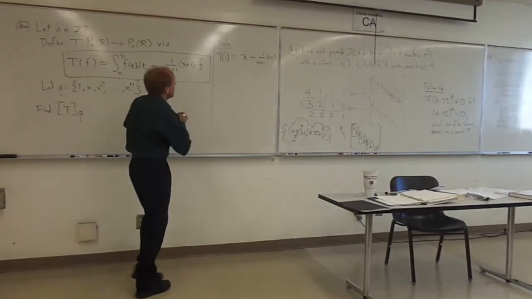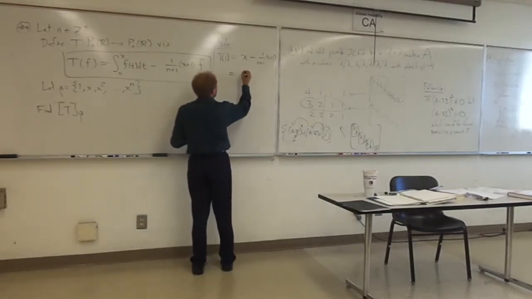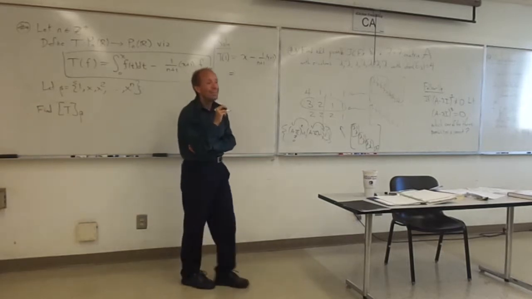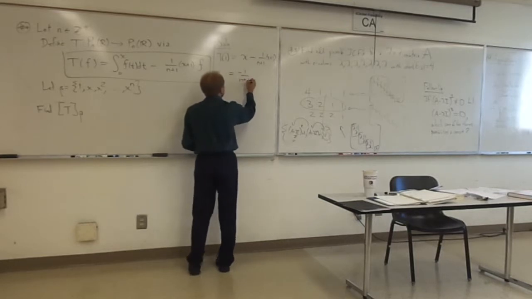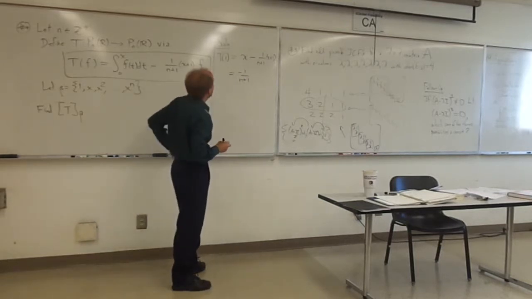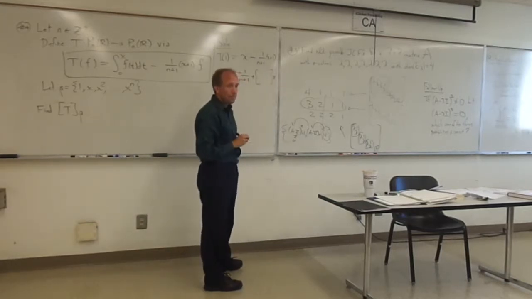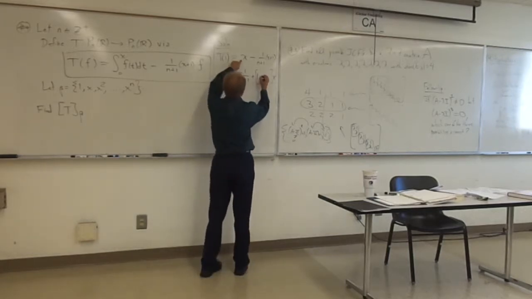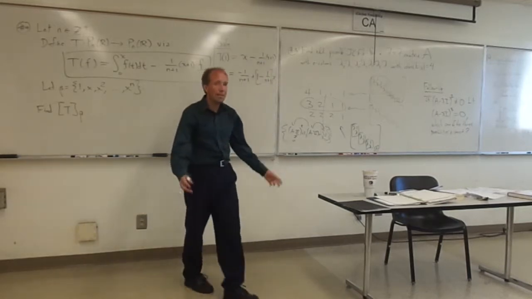So what's the constant term over here? Not 1 over n plus 1. Constant term. Negative 1 over n plus 1. Okay? And then what is the x coefficient? One minus 1 over n plus 1. Okay?